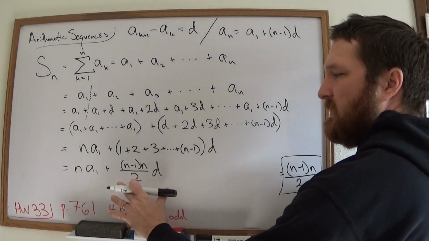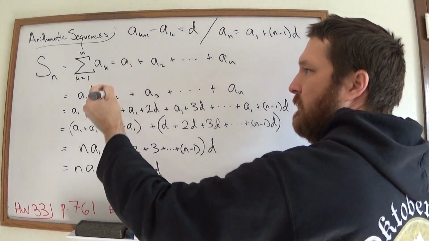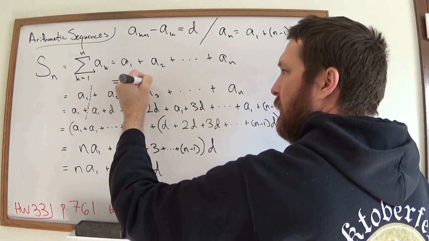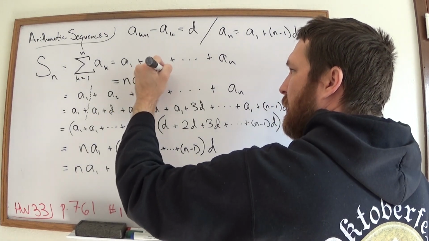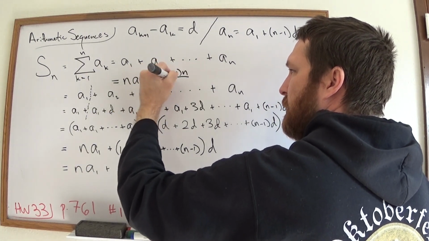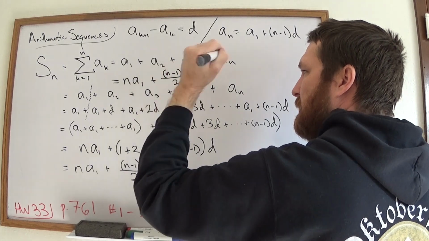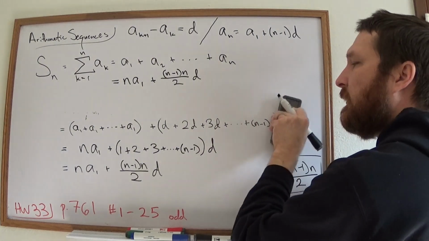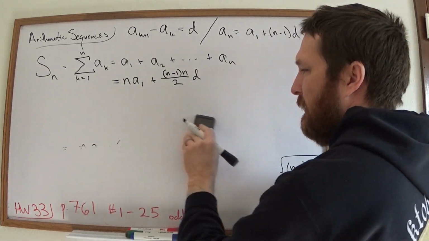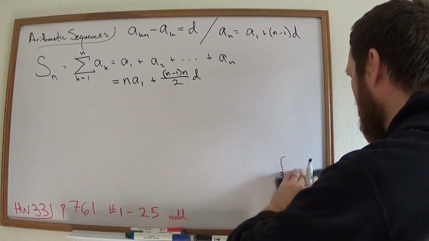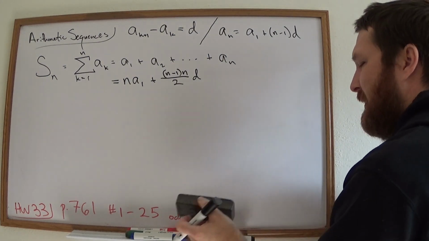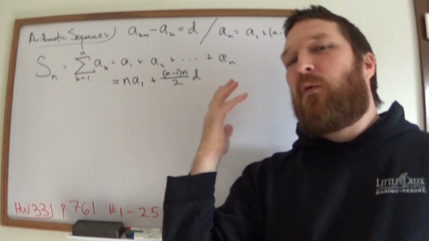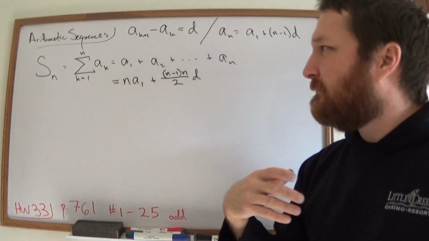So to give myself some room, I'm going to write this right up here. I'm going to say this is the same thing as n a1 plus n minus 1 times n over 2 times d, just like that. Now let's give myself some room. And again, perfectly good formula. I'm not a big fan of memorizing formulas, and maybe you could tell since we're not having any homework in this section.